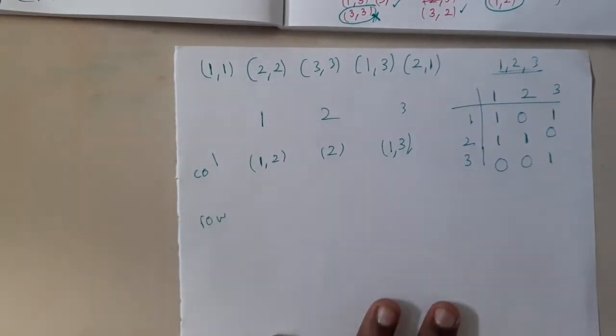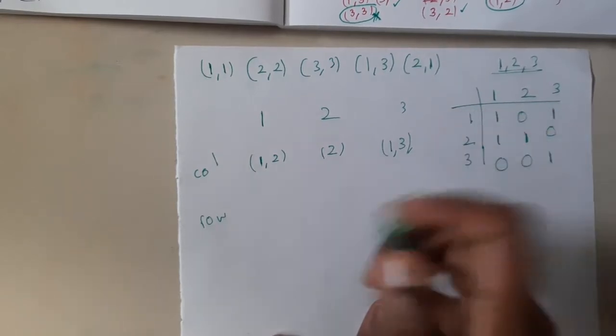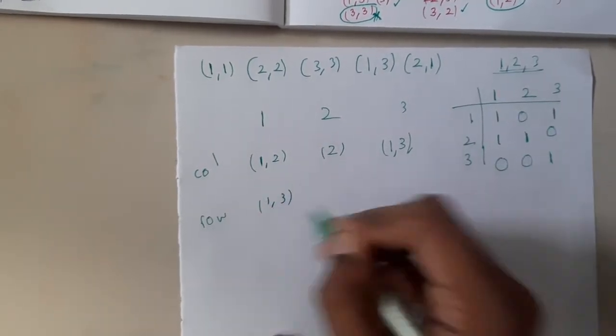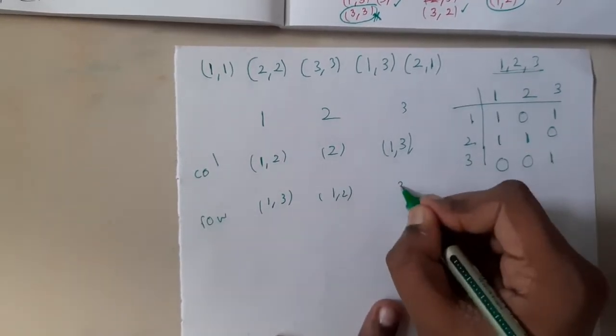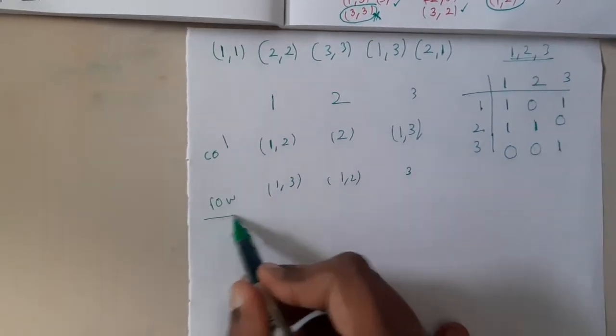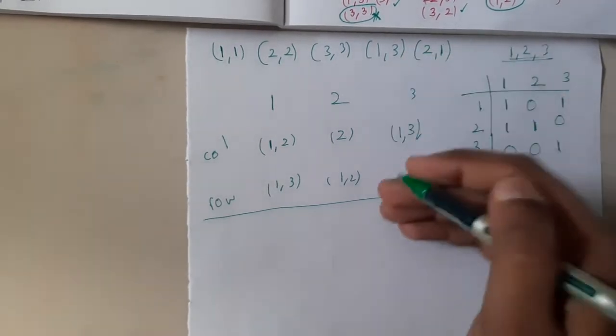Okay, and similarly now let us check with rows. In rows it is at 1 and 3. In a row it is at 1 and 2. In a row it is at 3. Okay, so this is the final table, right? Yes. So now cross multiply them.